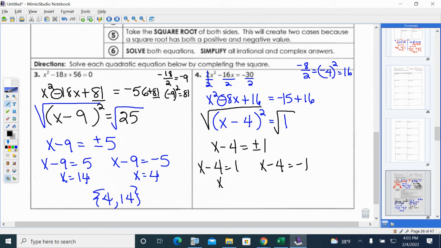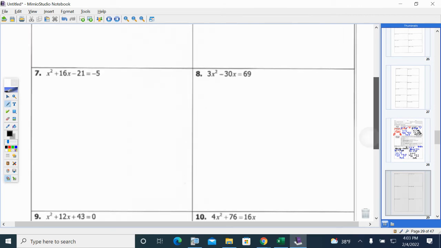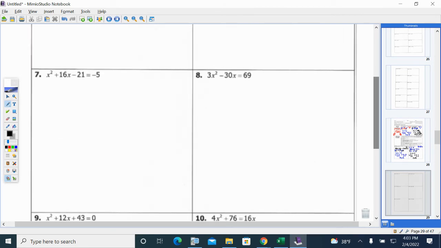1 plus 4 is 5. And then again, adding 4. Negative 1 plus 4 is 3. So I have a 3 and a 5 for number 4. Let's look at number 7.